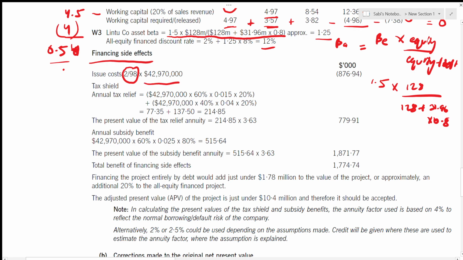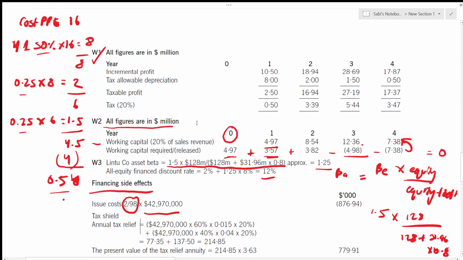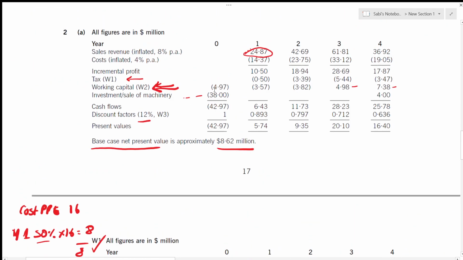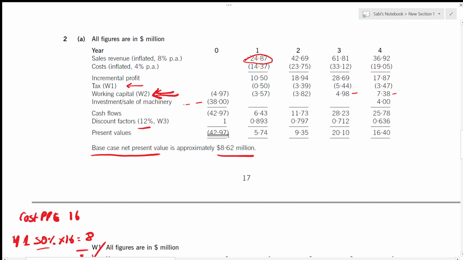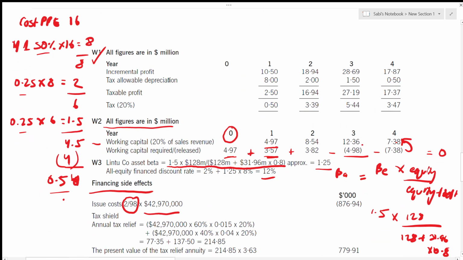42,970,000. Where did they get this amount from? This is the amount they require. This is the initial investment based on your net present value. Just check. This one. This only. Right? This 42.97. In year 0 you will get, that is your initial investment. So on that, right, this is the amount which you require, you need to borrow, right? So you have to take that amount, and you are getting an issue cost, and it will be negative because it's a payment, right?